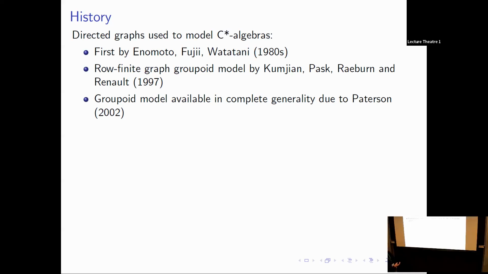And by 2002, 5 years later, Paterson had fully generalized the groupoid model so that any graph is permitted. So that full generality was achieved in those 5 years, removing any finiteness conditions.